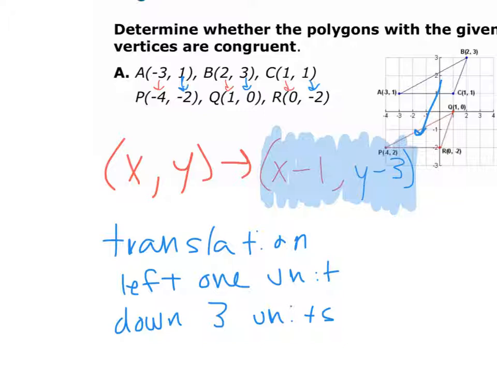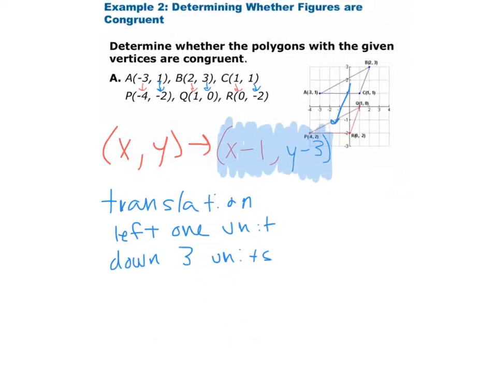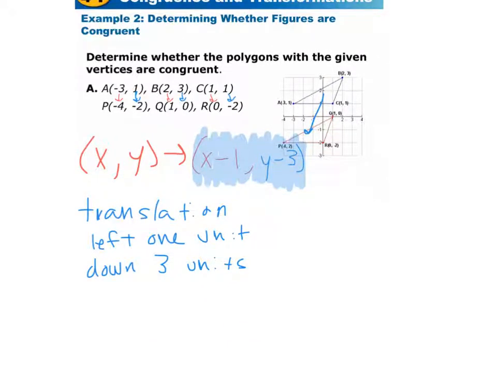Are these two shapes congruent? Yes. Yes, they're congruent because we said translations are congruent. We're taking the same shape and just sliding it somewhere else. It's in a different location, but it's the same shape. So they are congruent shapes.